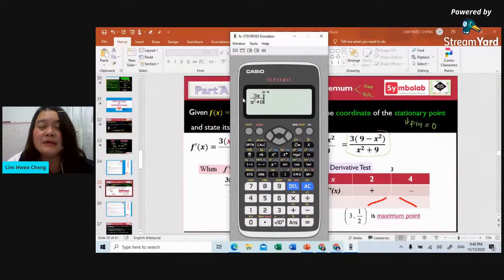So kalau saya masukkan ini, maksudnya saya salah. Kenapa saya salah? Sebab saya nak test the sign of the first derivative. So saya tak boleh masukkan ini. Saya kena masukkan yang ini. 3 multiply with the 9 minus x square over x square plus 9. Okay? Ini kuasa.